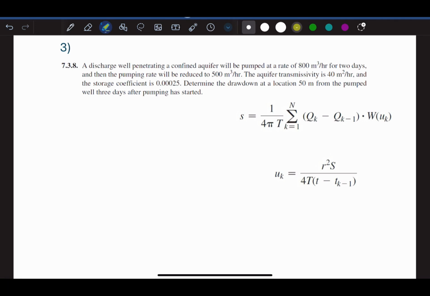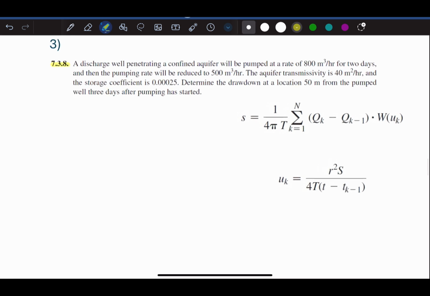This is question 3, 7.3.8. A discharge well penetrating a confined aquifer will be pumped at a rate of 800 cubic meters per hour for 2 days, and then the pumping rate will be reduced to 500 cubic meters per hour.